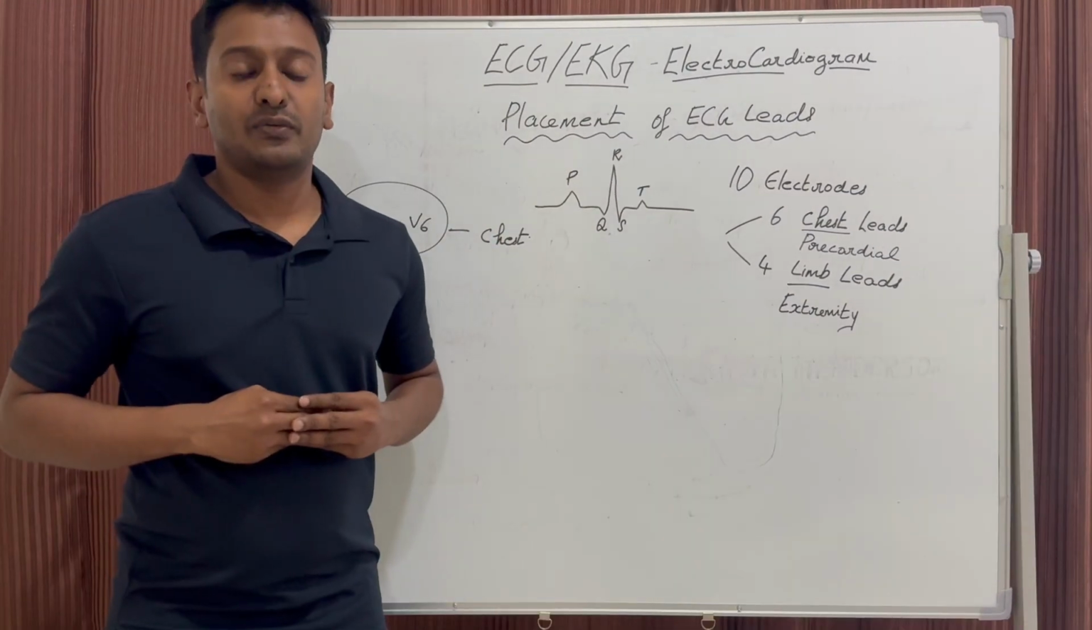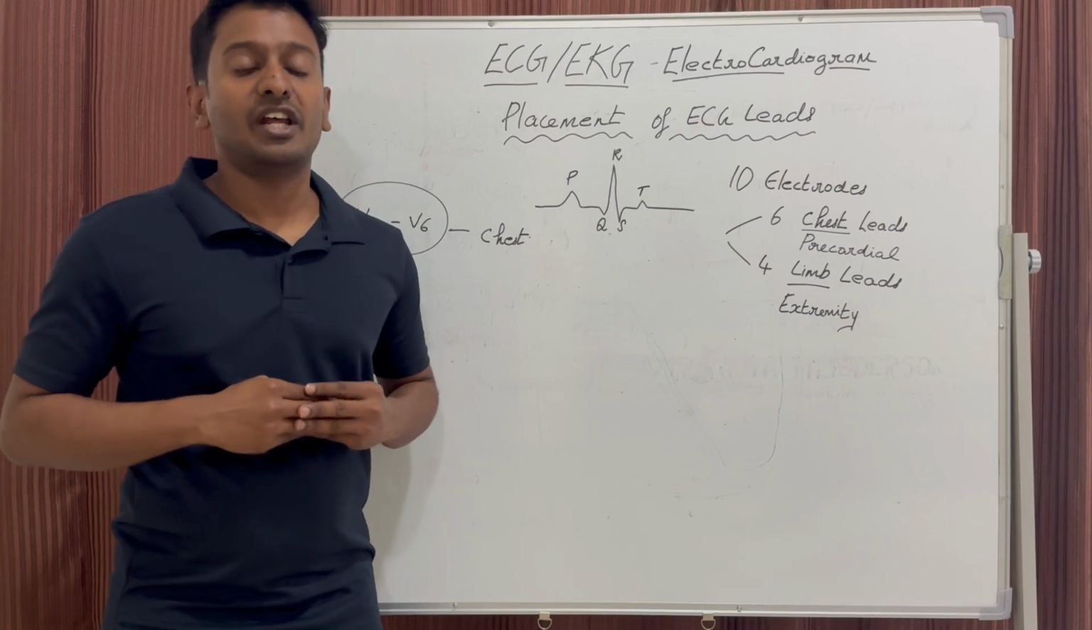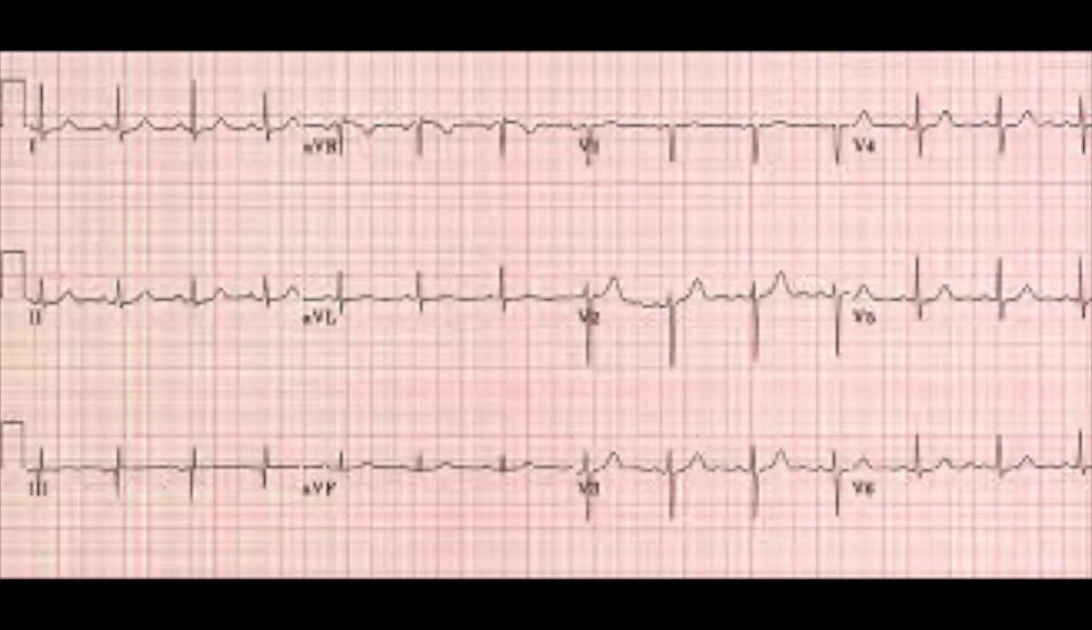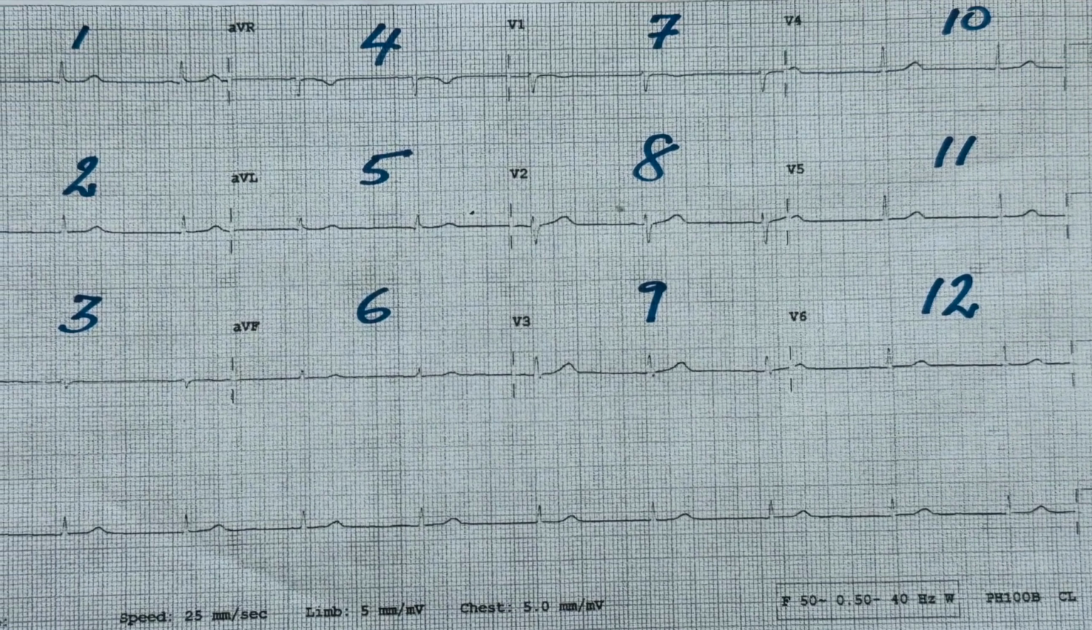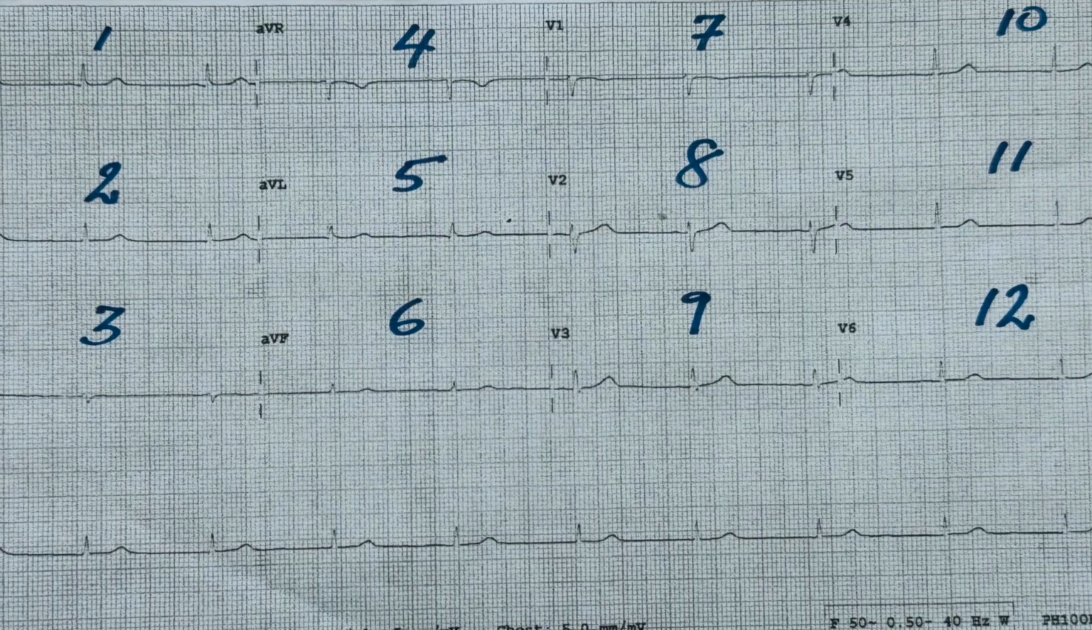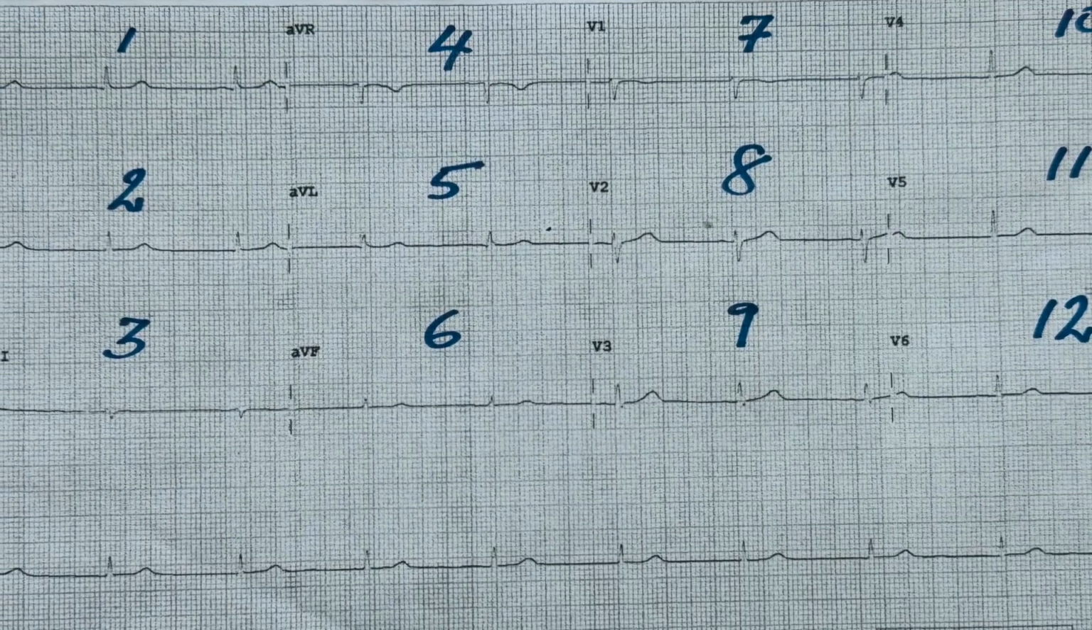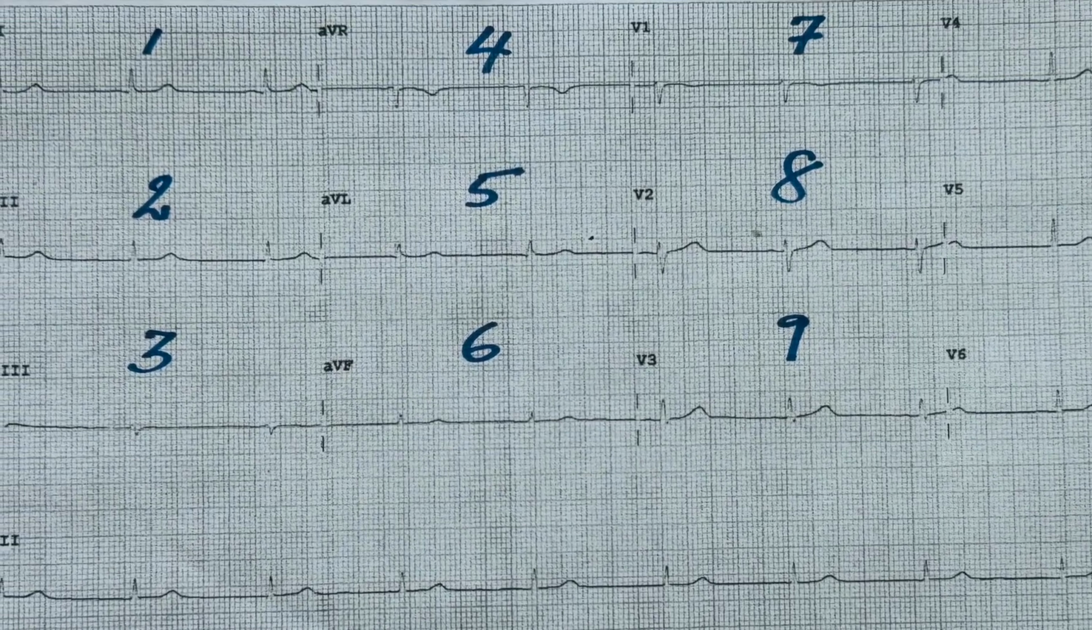The placement of each electrode should be very accurate. Even though we have applied 10 electrodes, we are actually getting 12 views from different angles. So, taking the ECG with an accurate placement plays a very vital role.